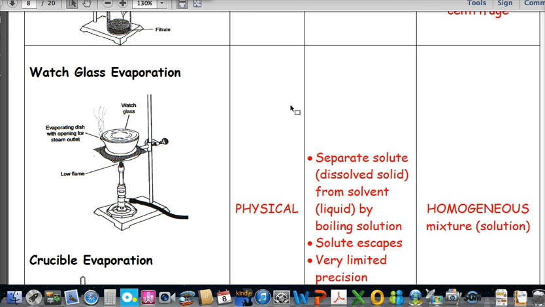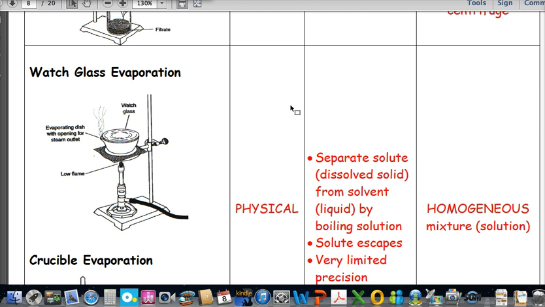So this would work with both homogeneous and heterogeneous, but it's usually used for homogeneous mixtures or solutions. For example, if I took water and dissolved salt in it, you could try using filtration. The problem is that because you dissolved the salt in the water, the particles of salt are so small, they also will fit through the filter. So what would happen is, well, nothing. You would pour the water and the salt through the filter, and both would go right through it. There wouldn't be anything trapped in it.